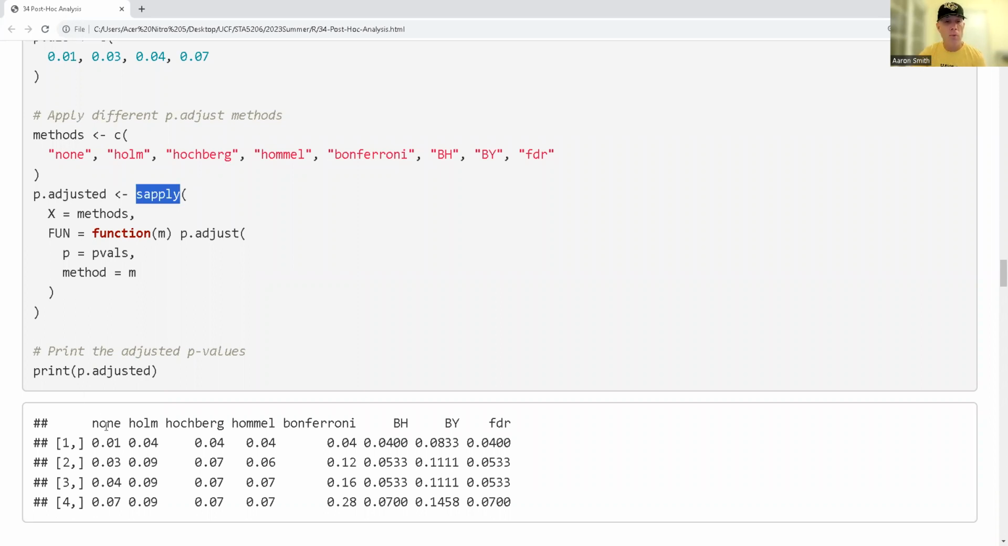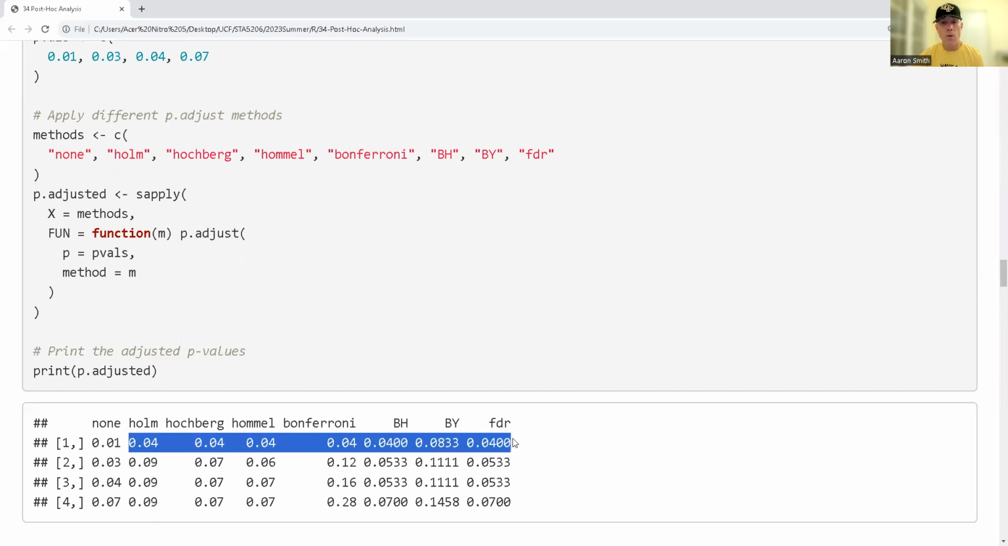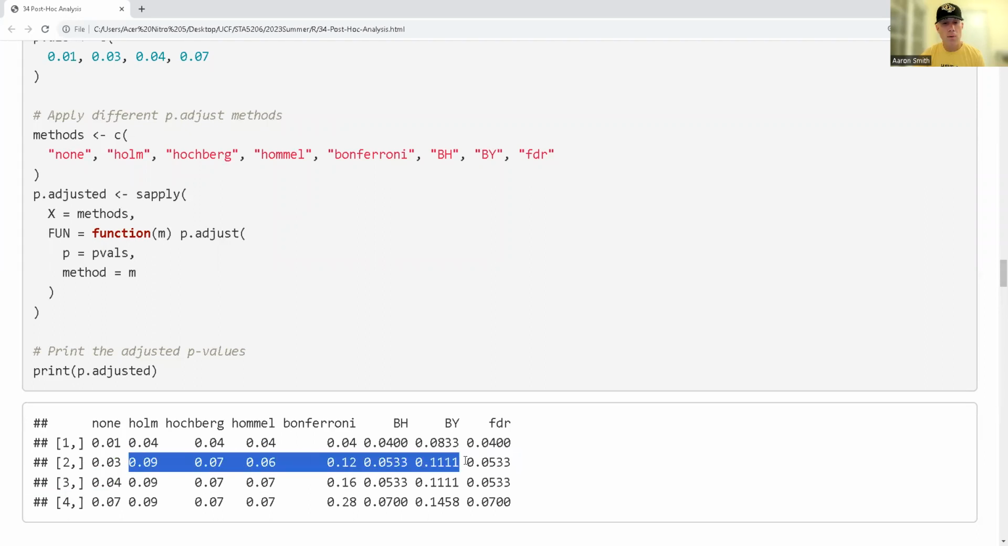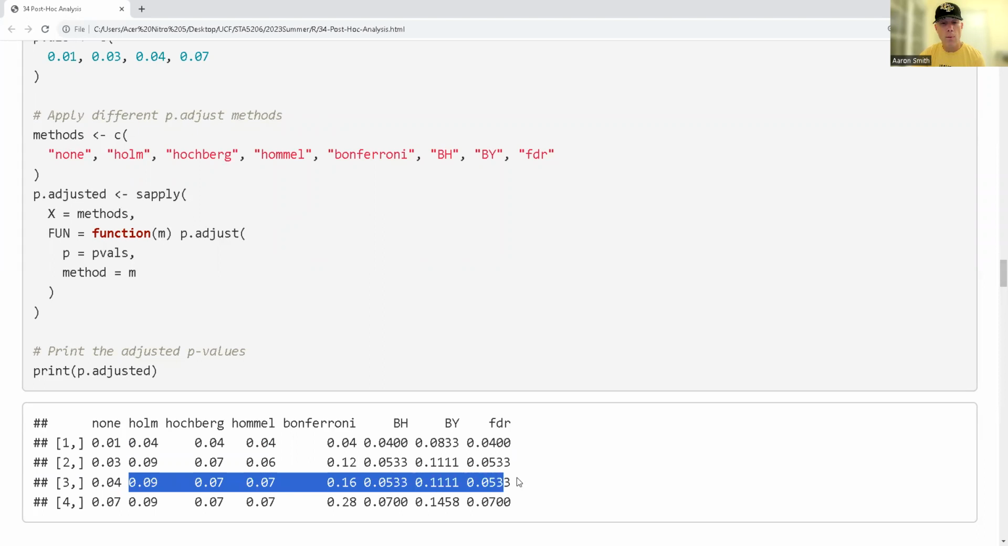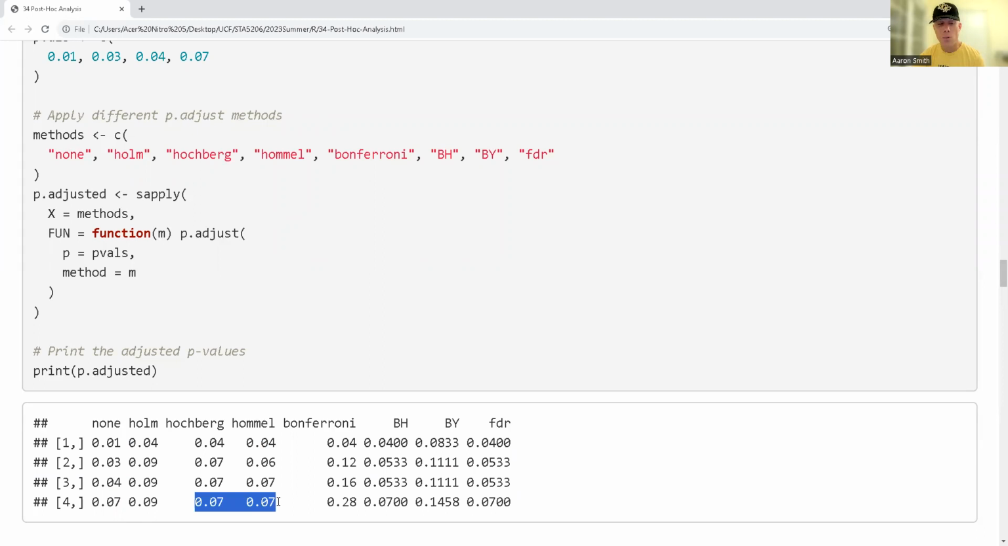So here's the original p-value. And so you can see that across the board, the p-value increases from the original. So here I have 0.01. All of these are greater than 0.01. Here is 0.03, everything is greater than 0.03. 0.04, everything is greater than 0.04. Here, that's not too much of a difference though. 0.07, and now here we can see that we actually got the same values.